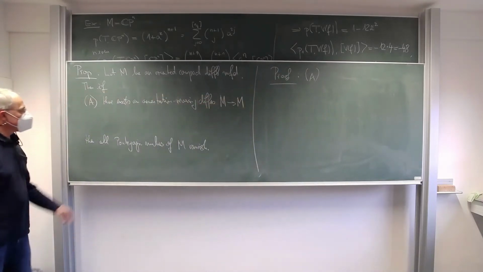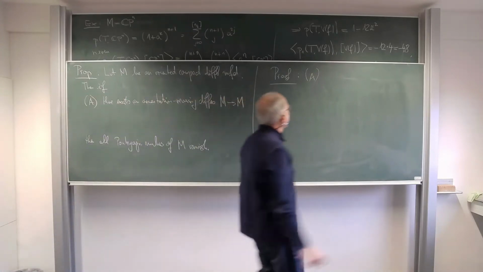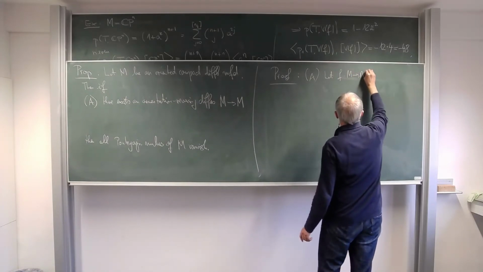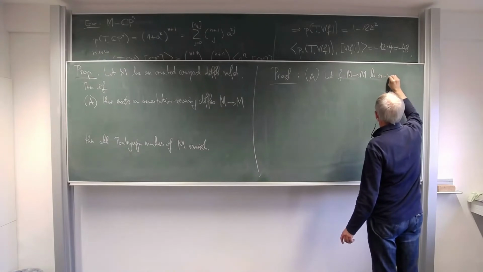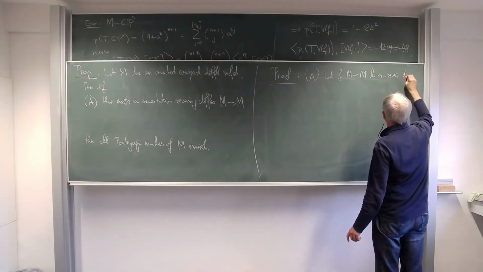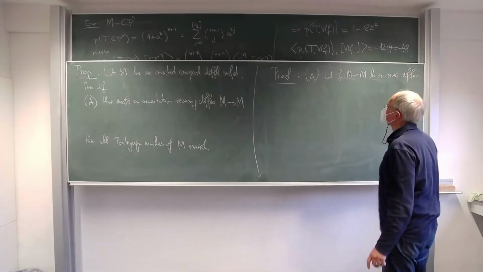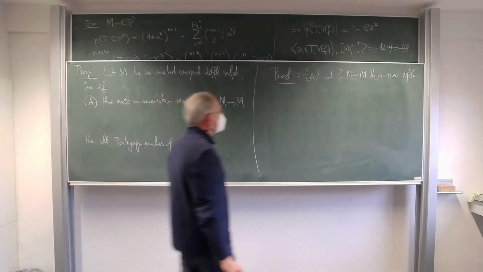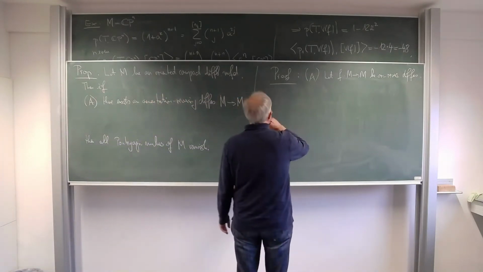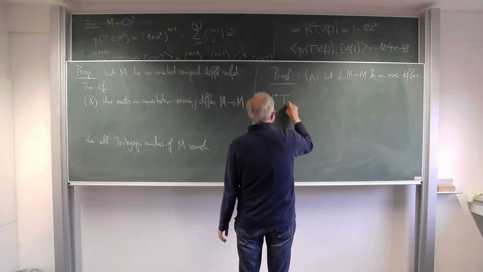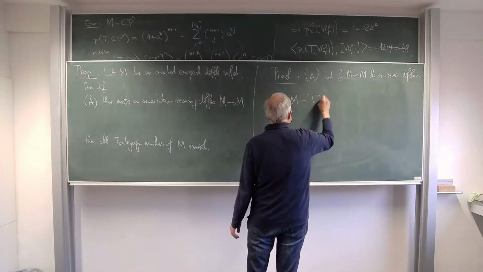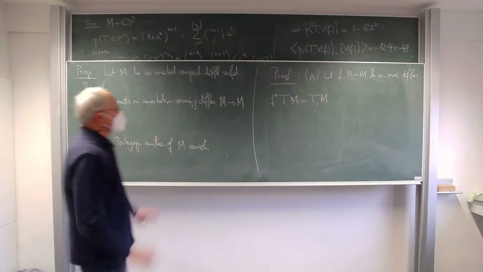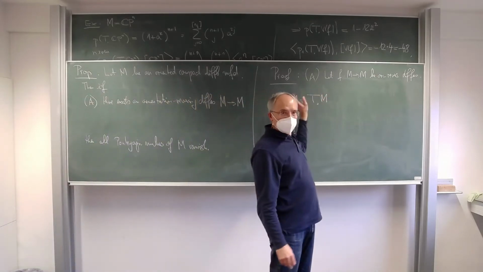Okay, so let's assume we have an orientation reversing diffeomorphism from M to itself. So let F from M to M be an orientation reversing diffeomorphism. Well, what will happen then? Since it's a diffeomorphism, the pullback of the tangent bundle of M is still the tangent bundle of M, regarded as real vector bundles without orientation, right?